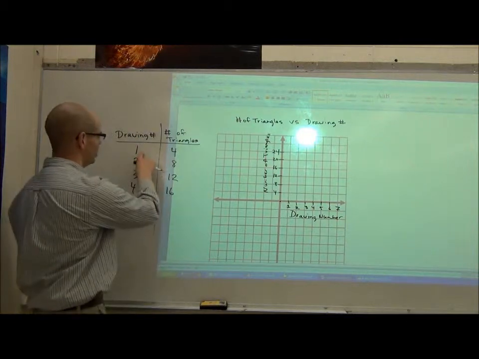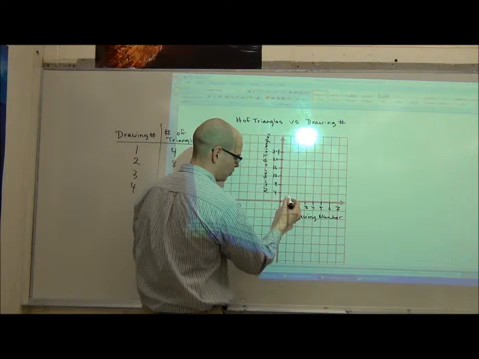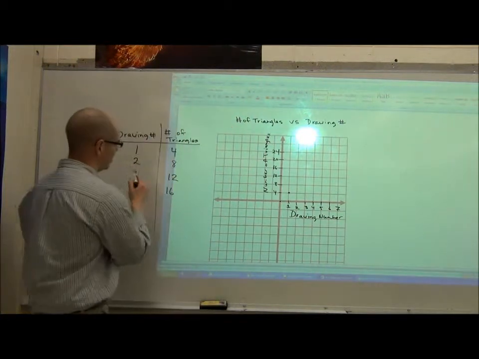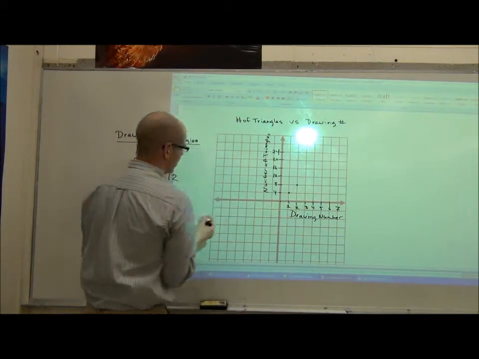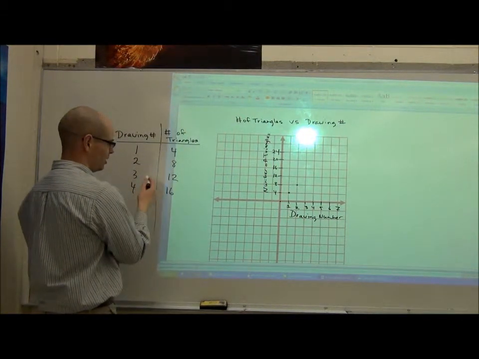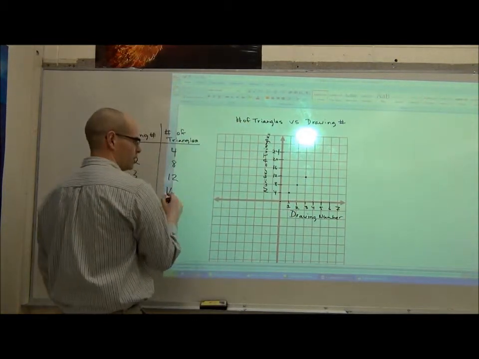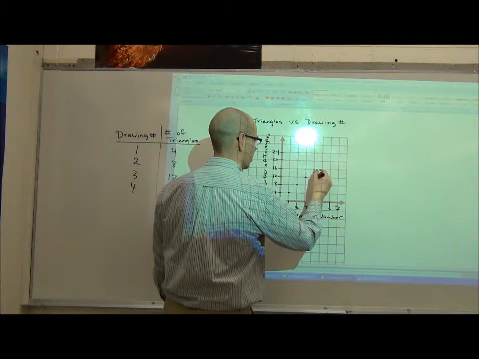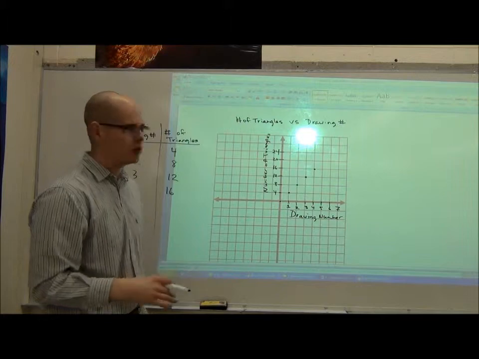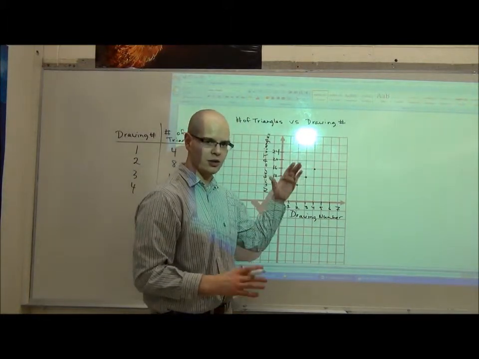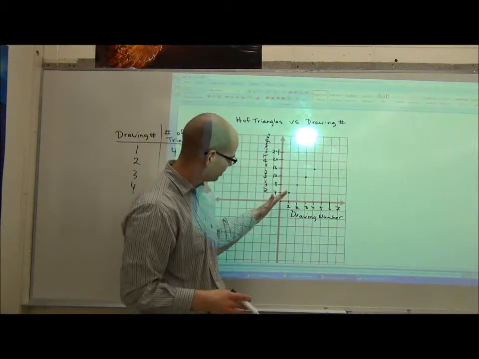All right, so the first drawing, which would be x is 1, had 4 triangles. So I'm going to go over to 1 and up to 4. That's my first point. My second point is an x of 2 and a y of 8. My third point is an x of 3 and a y of 12. And my last point is 4, 16. Okay? Now, what you can see there is that this is a linear relation. How do you know? Linear means straight line. The word line is in there. So if it's a straight line, it means it's growing at a constant rate. This is a linear relation.